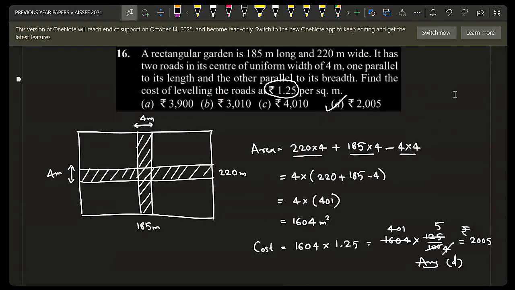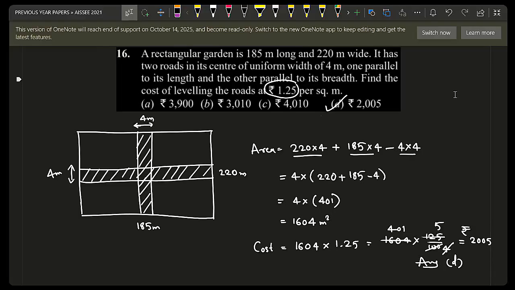Abhyuday, yes. Sir, I didn't understand from the cost. See, the cost to level 1 square meter of road, how much? 1.25. We got the total area as 1604 square meters. Just multiply, and you'll get the total cost.